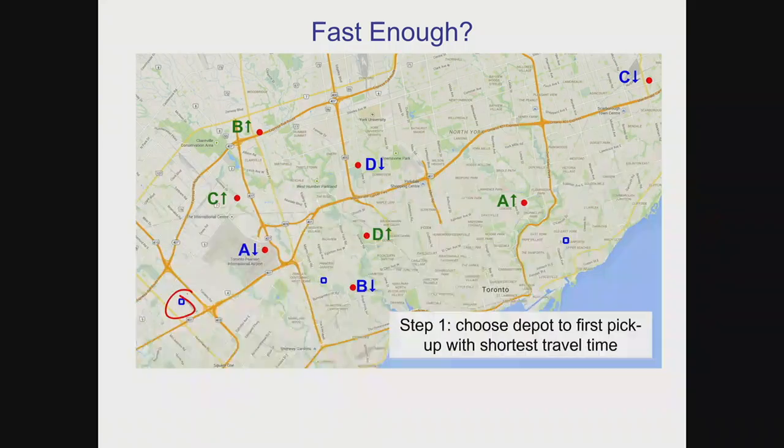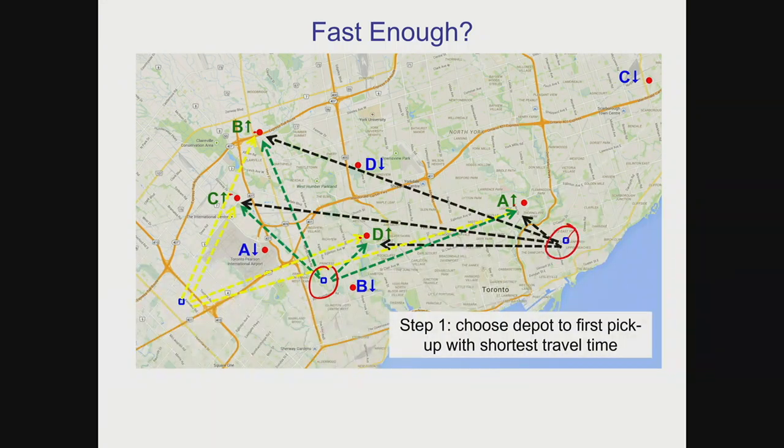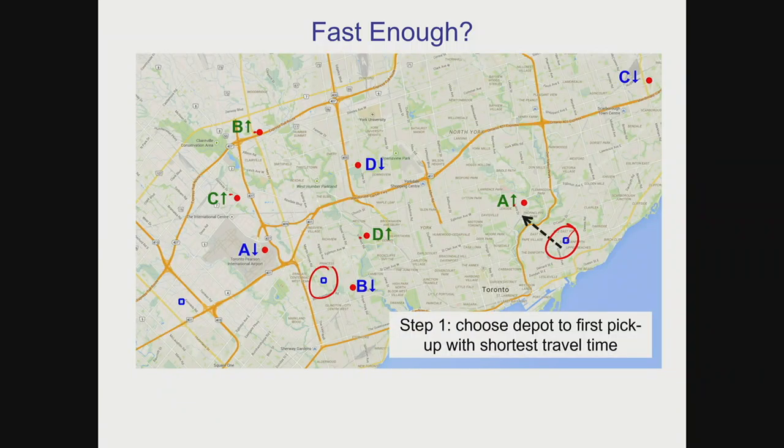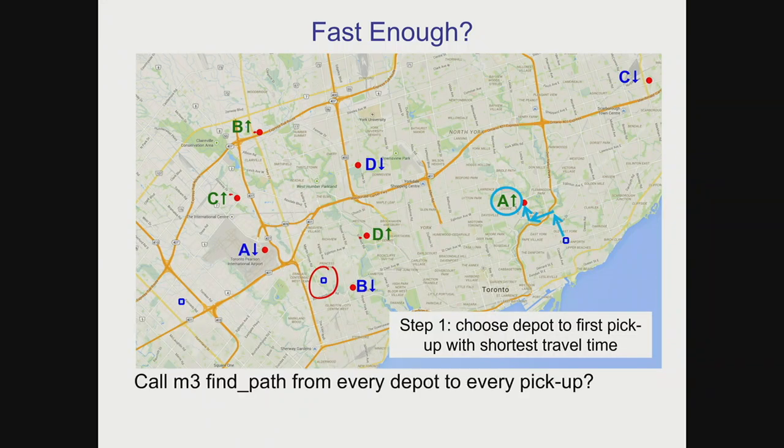So here's my little sample problem with 4 deliveries to make and 3 depots. Let's start off here. For this depot, I check my travel time to 4 different pickups. And then I do the same thing for this depot, and the same thing for this depot. So 12 total travel times for this small problem, and then I pick the smallest one, and that decides it. Let's say this was the smallest travel time, so that makes my decision: start at this depot, go to that pickup. So I call find path, I get that travel path, and I've made my first decision. Okay, so is this fast enough?